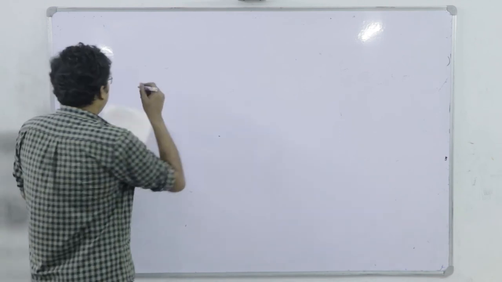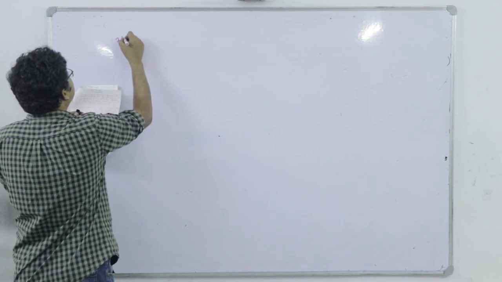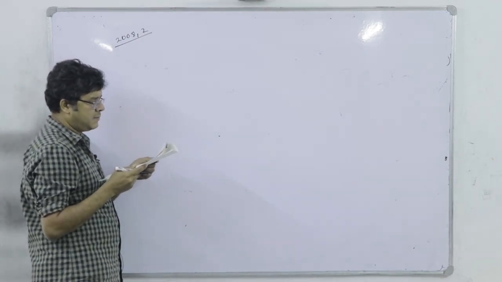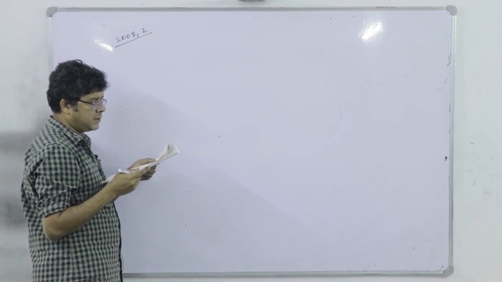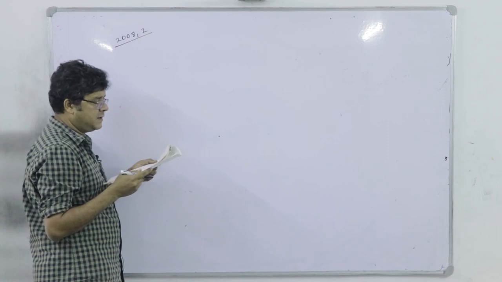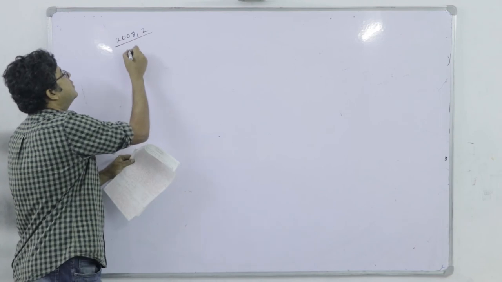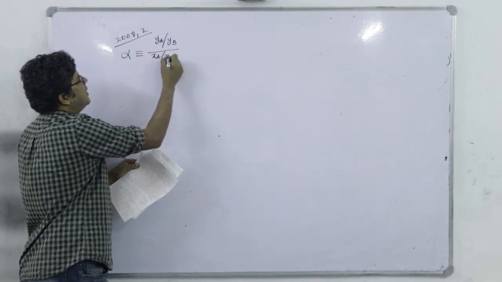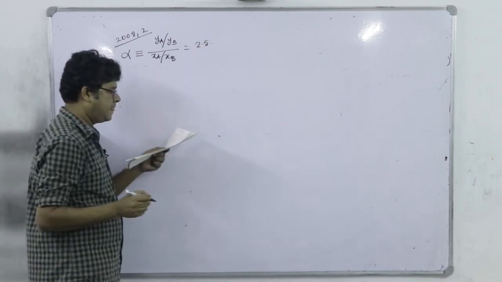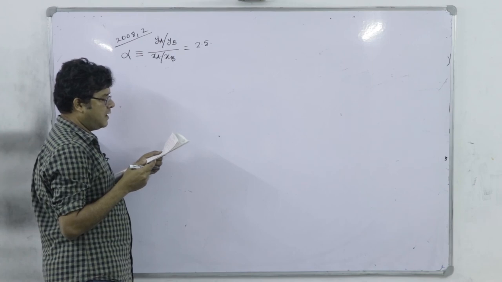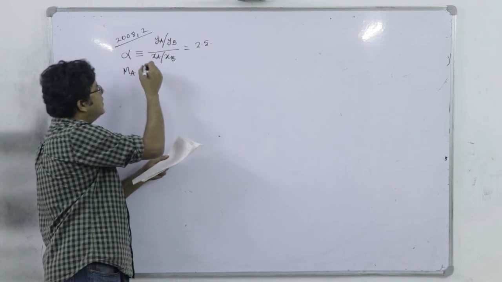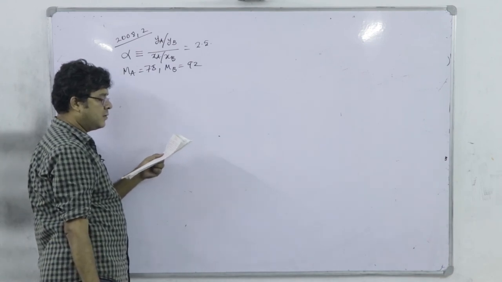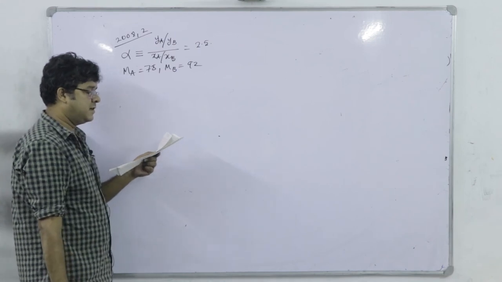Okay, this is relative volatility, a 2008 2 marks problem. In a binary mixture containing component A and B, the relative volatility of A with respect to B is 2.5, when mole fractions are used. So, alpha, here it is defined as yA by yB divided by xA by xB, it is equal to 2.5. The molecular weights of A and B, so MA is equal to 78, MB is equal to 92. If the compositions are however expressed in mass fraction, the relative volatility will then be.